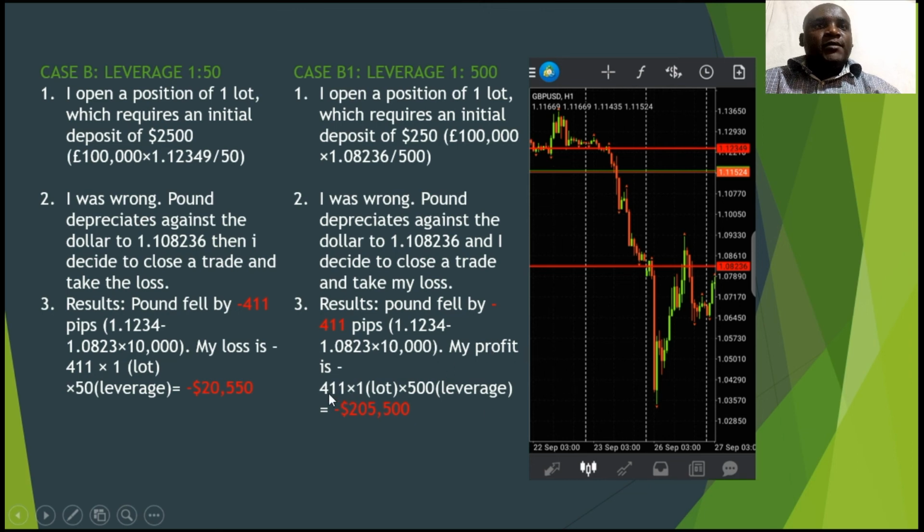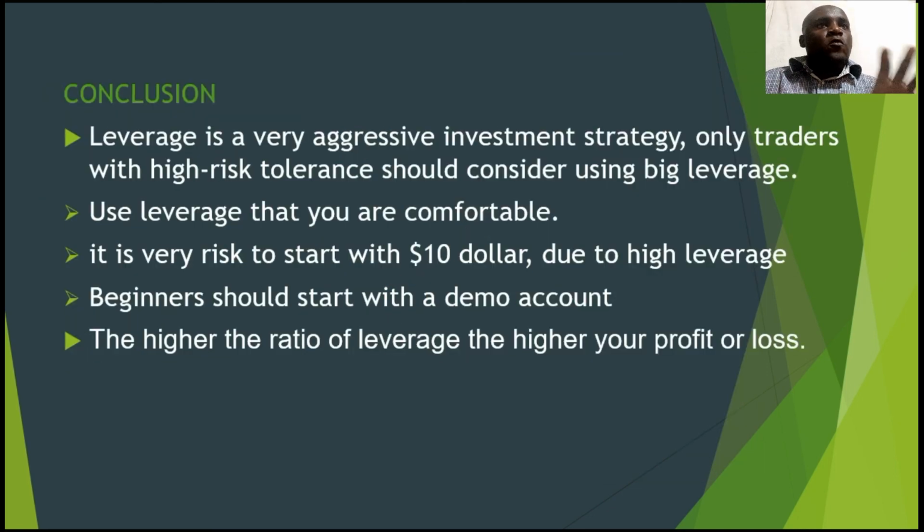So my loss was 411 pips times one lot that I opened times 500, which was the leverage. It's going to give me negative $205,500. So here, the higher the leverage, the higher the profit, and the higher the leverage, the higher the loss. The lower the leverage, the lower the profit, and the lower the leverage, the lower the risk of losing. So in conclusion, leverage is a very aggressive investment strategy.